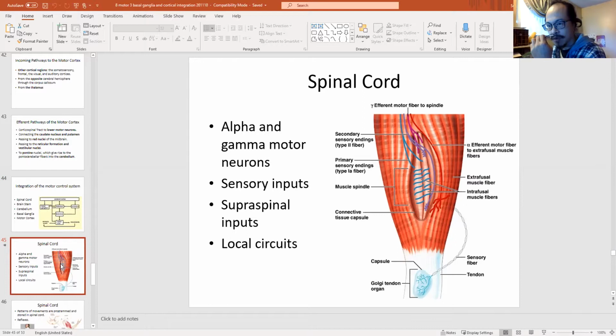We learned that there are 2 types of muscle fibers, intrafusal and extrafusal. Extrafusal is controlled by the alpha motor neuron. Intrafusal is controlled by the gamma motor neuron. And here we also have 2 types of the muscle spindle endings, the primary ending and the secondary ending. So we learned about this. This is the direct control of the muscle.